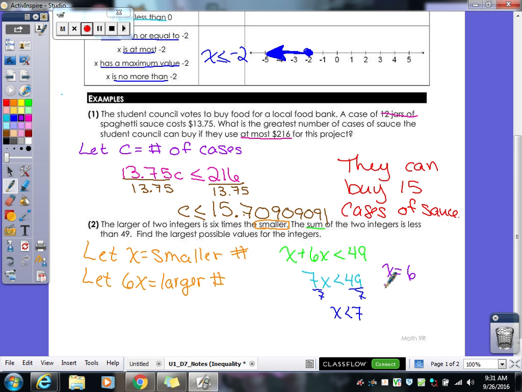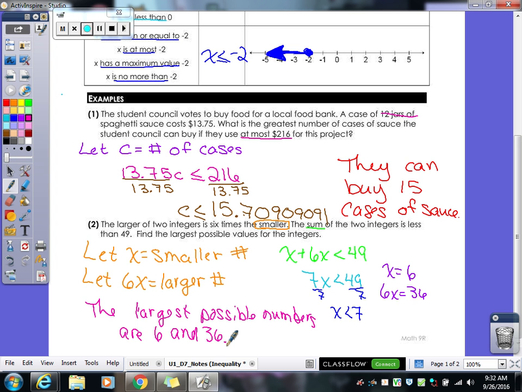So if x is 6, what's my 6x going to be? 6 times 6, 36. So we just have to write a sentence. The largest possible numbers are 6 and 36.